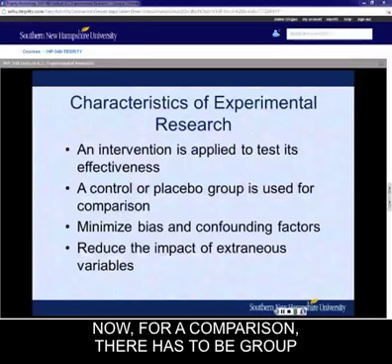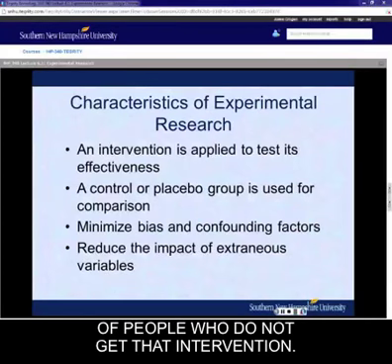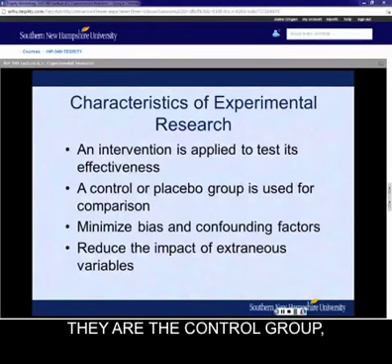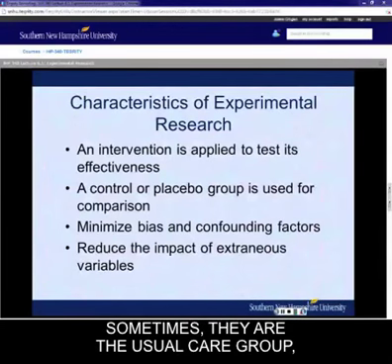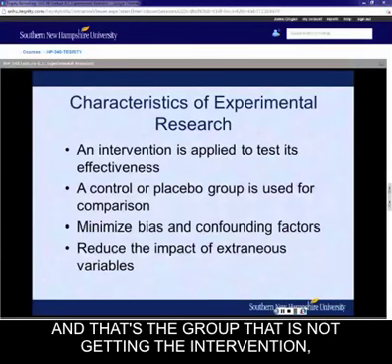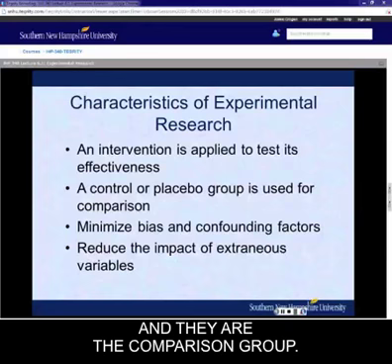Now, for comparison, there has to be a group of people who do not get that intervention. They are the control group, or sometimes called the placebo group. Sometimes they are the usual care group. And that's the group that is not getting the intervention, and they are the comparison group.